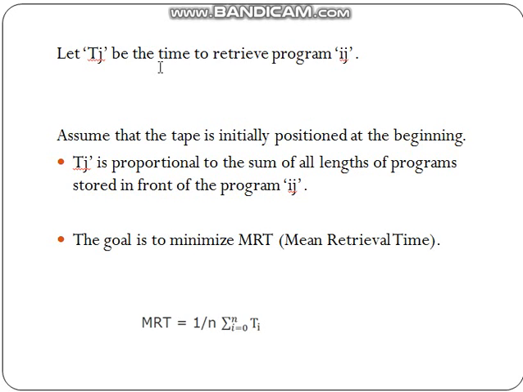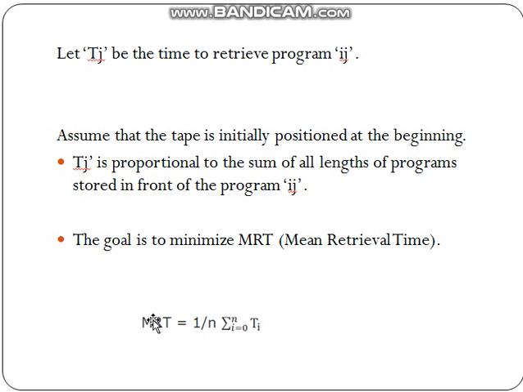Let Tj be the time to retrieve a program Ij. It is now required to store these programs on the tape in such a way that the mean retrieval time is minimum. So mean retrieval time is the average time required to retrieve a program stored on that tape. Here, assume that the tape is initially positioned at the beginning. Tj is proportional to the sum of the lengths of all the programs stored in front of program Ij, and the goal is to minimize the mean retrieval time.